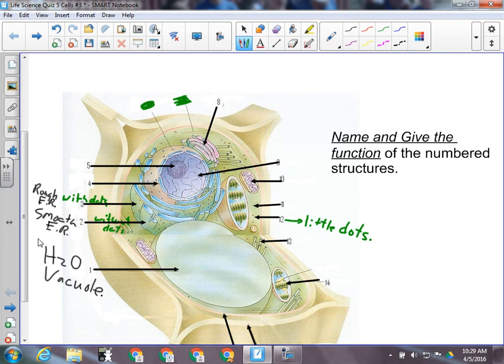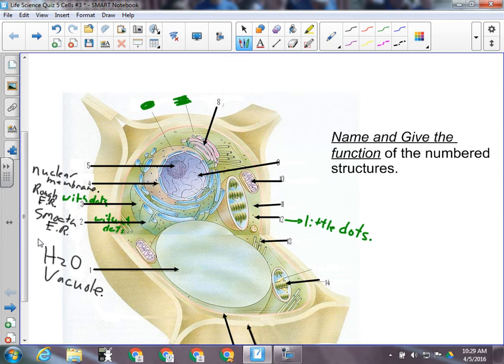Okay, number four, outside of this big thing is the nuclear membrane. Okay, the nuclear membrane basically controls entry to the nucleus, okay, prevents things from getting into the nucleus, okay, allows stuff out of the nucleus. I will accept envelope, but it's not one of the terms I gave you. It is one term that is used for that, though.